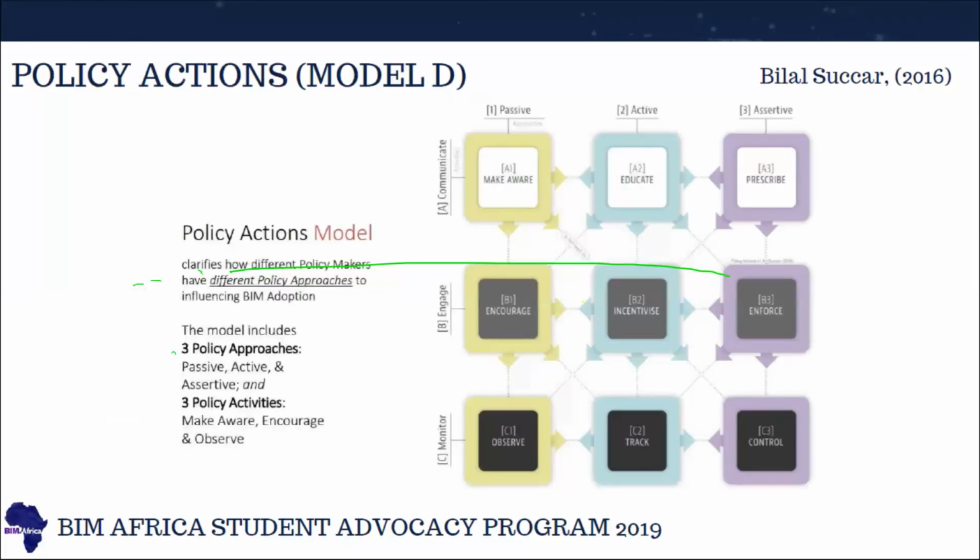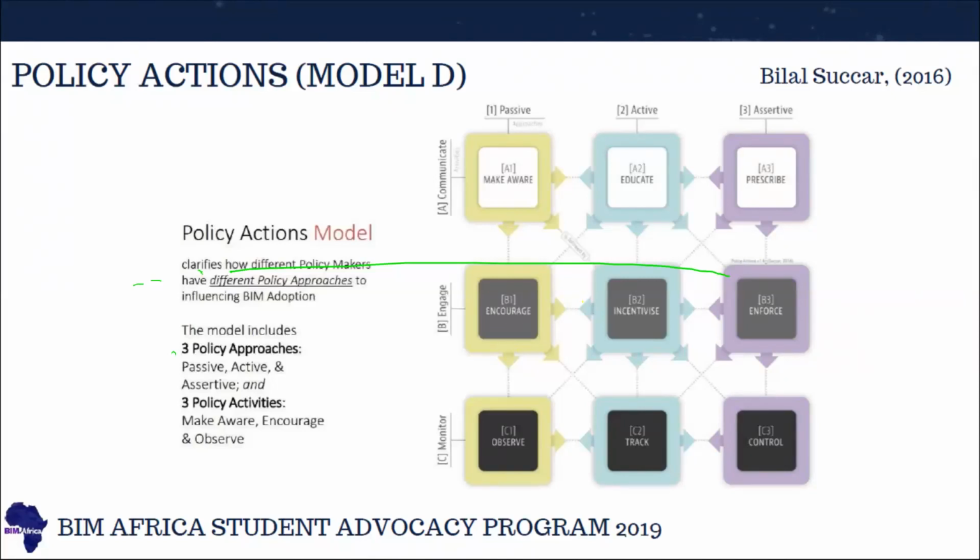So policy actions. When it comes to policy action, it talks about policy makers. So do you have policymakers who communicate, engage, or they just monitor? You have three categories. It's either they just communicate with people, or they engage with people, or they monitor what actually happens. They could be passive, active, or assertive. Passive in communication means they just make you aware. Let's say I'll just take one so we can save time. If you take communication, if you're passive, you just make people aware, and that's it. You just tell people, okay, there's BIM.